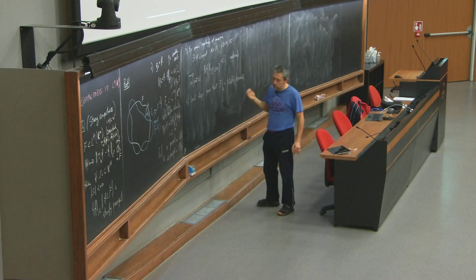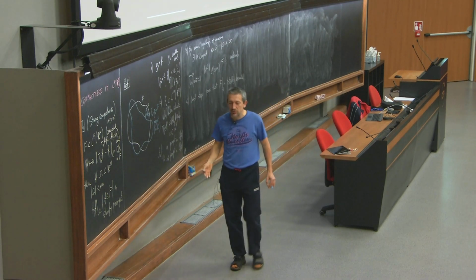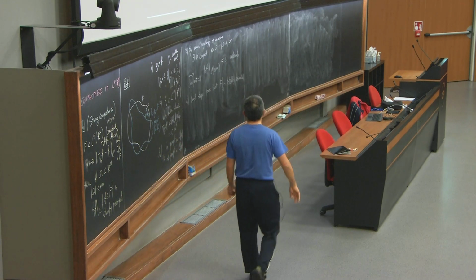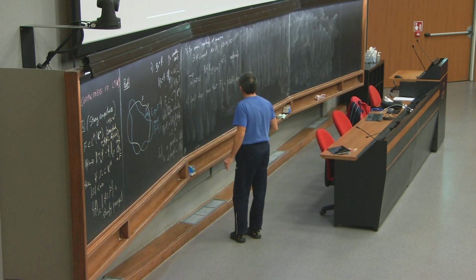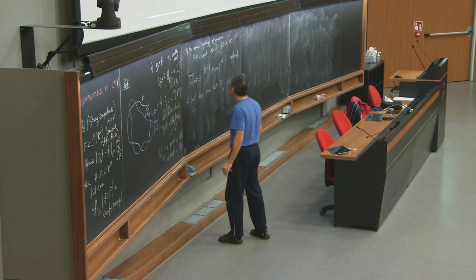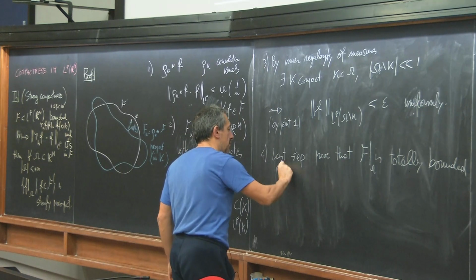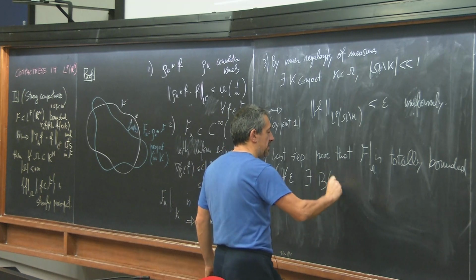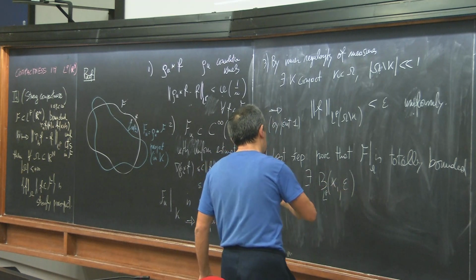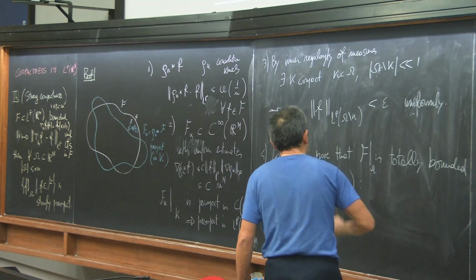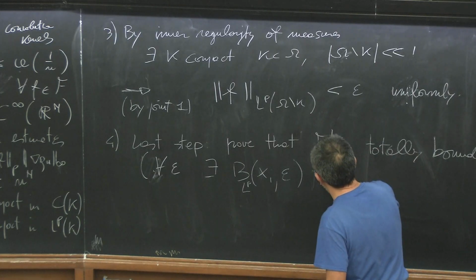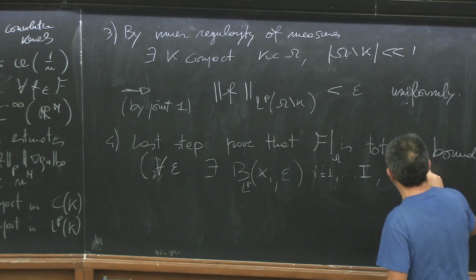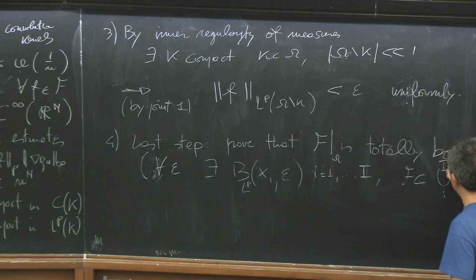And I think it's a good exercise to prove that in metric spaces, totally bounded means pre-compact, but it is an exercise. So F is totally bounded. Totally bounded means that for all epsilon, there exist finitely many balls of center i and radius epsilon, here in L^p because we are in L^p, for i equal to 1 to capital I, such that F is contained in the union of these finitely many balls.